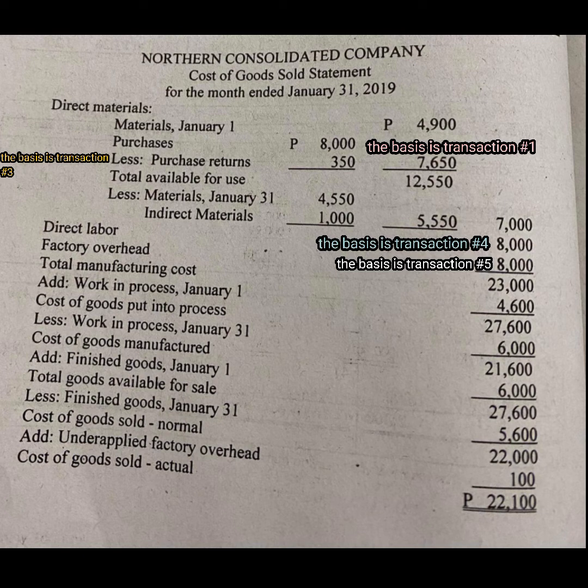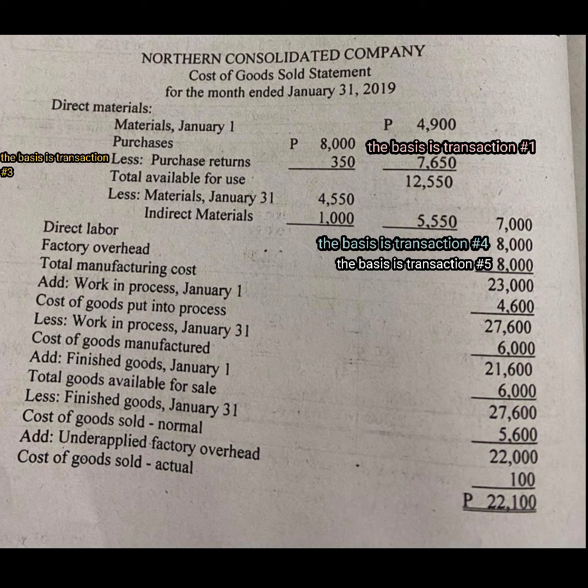So we are going now to add work in process, January 1, amounted to 4,600 pesos. So, 23,000 plus 4,600, we have 27,600 pesos, and that's the cost of goods put into process. Less work in process January 31 amounted to 6,000 pesos.